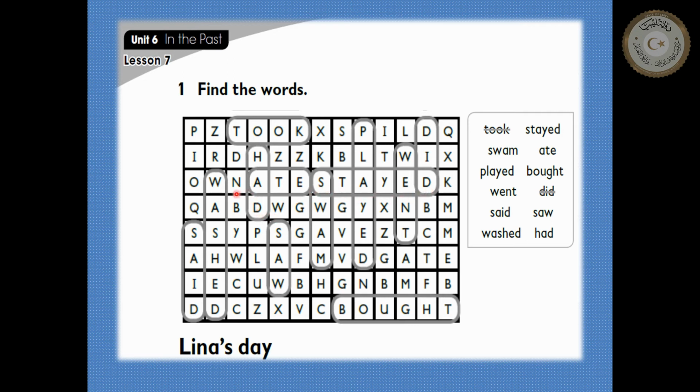Okay, I found said before. Where is saw? Okay. Saw. Washed. Excellent. The last one, had. Can you try by yourself? I told you before, where's had? Excellent. It is here. So we found all the verbs in the past, and we put them here.